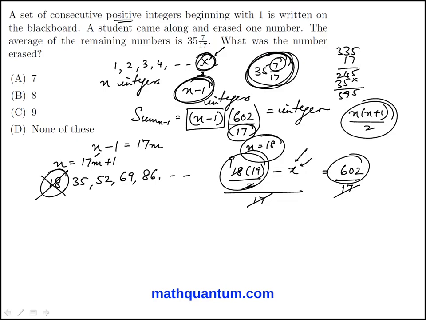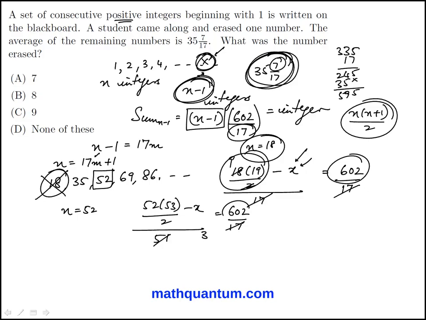So I'm going to jump to a larger number. If n is 52, this would be 52 times 53 over 2 minus x over 51, and then I have 602 over 17. So this would be 602 times 3, so that's about 1800. This number here, again, 26 times 50, is again 1200-something. Not going to work, so I have to go to a higher number. It's a little bit of trial and error, as you notice.